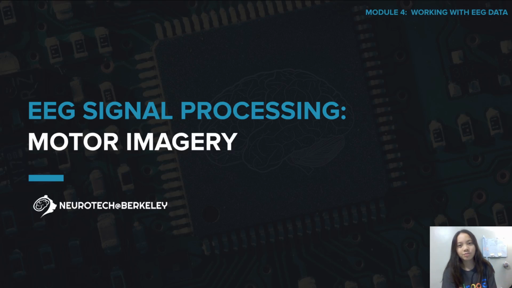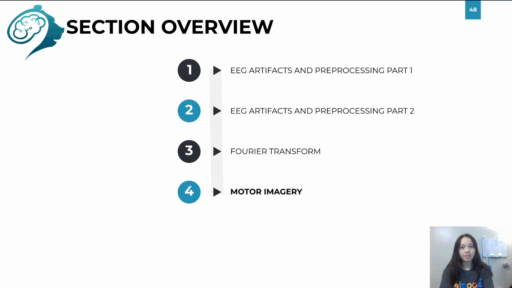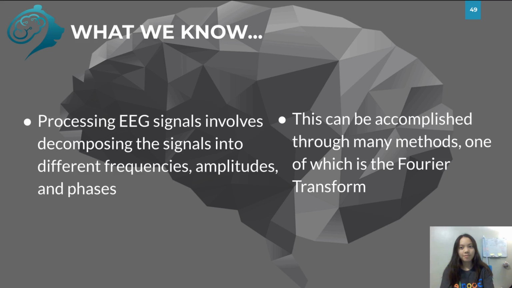Welcome back to Module 4, Working with EEG Data. And this is the last lesson for Section 2, which is about motor imagery. So as we already know, processing EEG signals involves decomposing the signals into different frequencies, amplitudes, and phases. This can be accomplished through many methods, one of which is the Fourier transform.